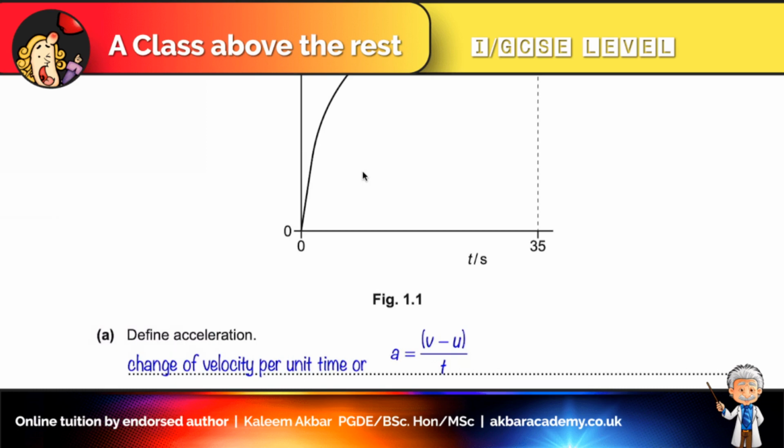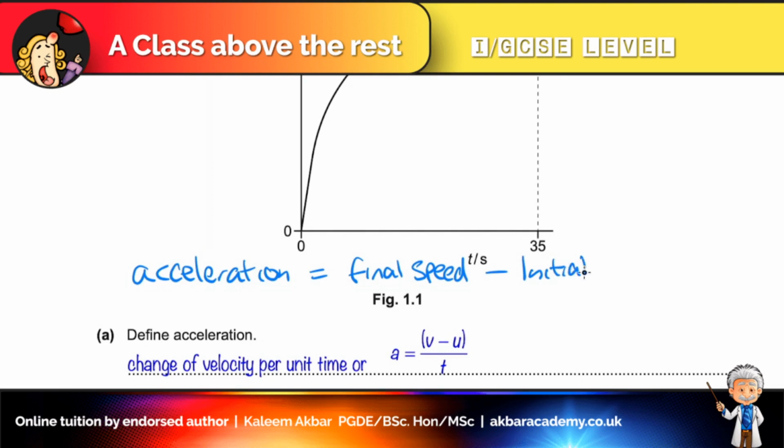The simplest that they would accept is writing the equation in words. And by that, I mean acceleration equals final speed or velocity minus initial speed or velocity divided by time. They very rarely accept the symbol version, so I would stay away from it.